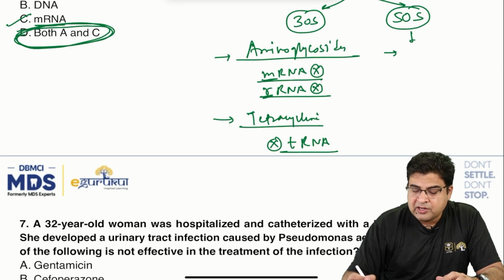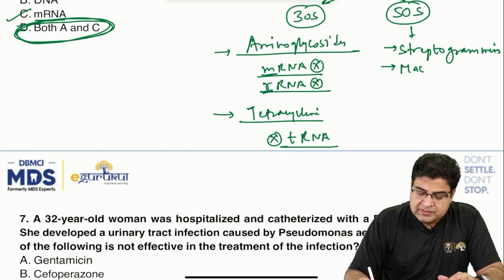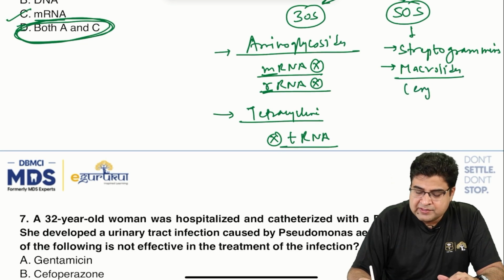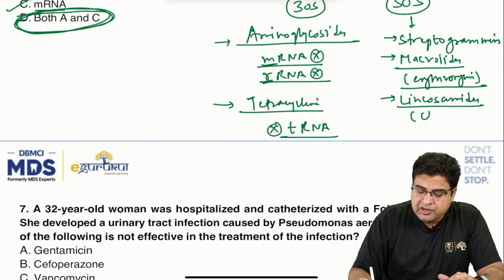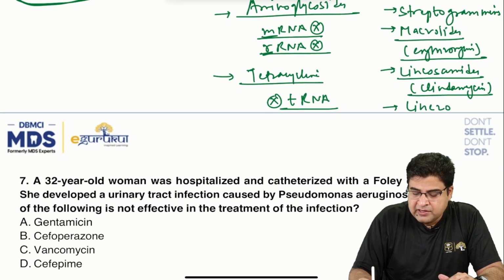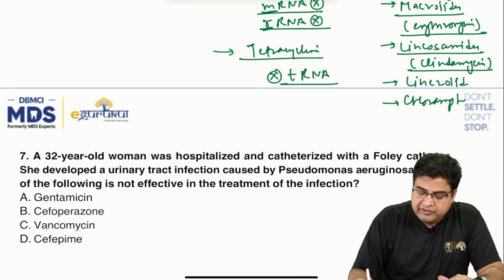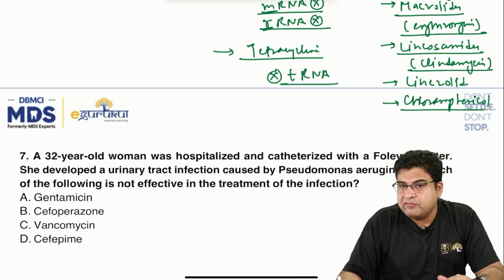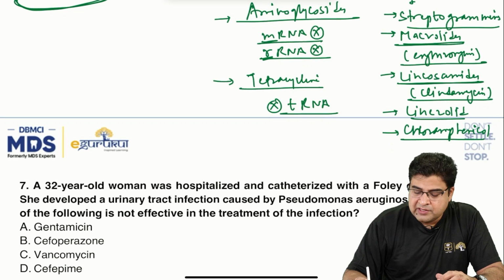Now we have some medicines that act on the 50S ribosome. The medicines are streptogramins and macrolides. In macrolides, we have a classical example, erythromycin. We have lincosamides, in which we have one drug, clindamycin. Then we have linezolid. And finally, we have chloramphenicol. So we have 5 medicines that act on the 50S ribosome: streptogramins, macrolides, lincosamides, linezolid, chloramphenicol.